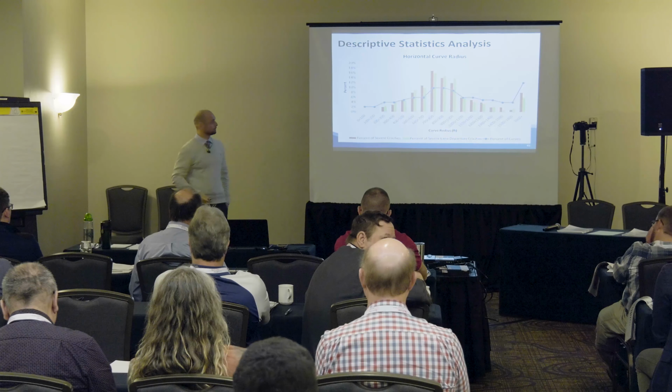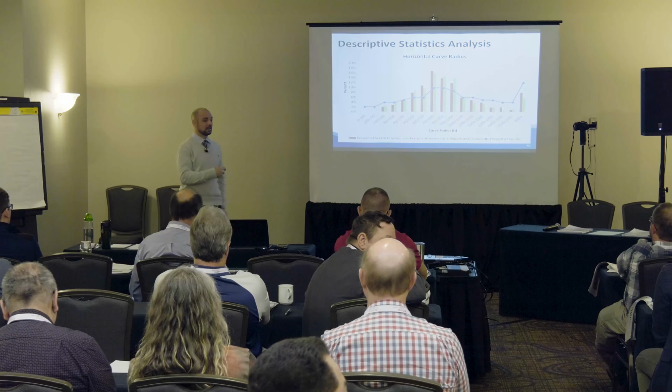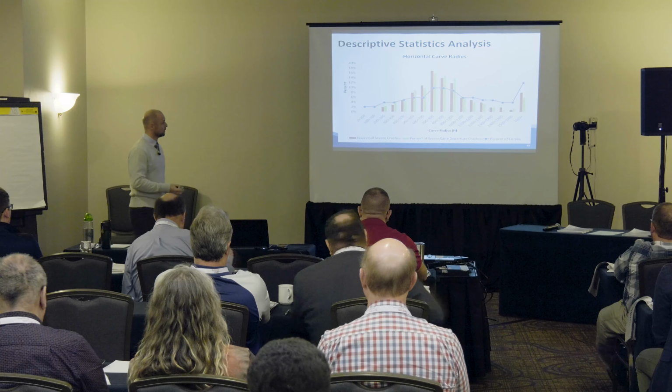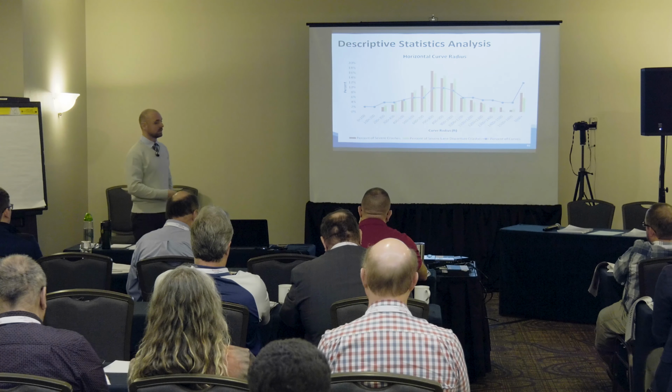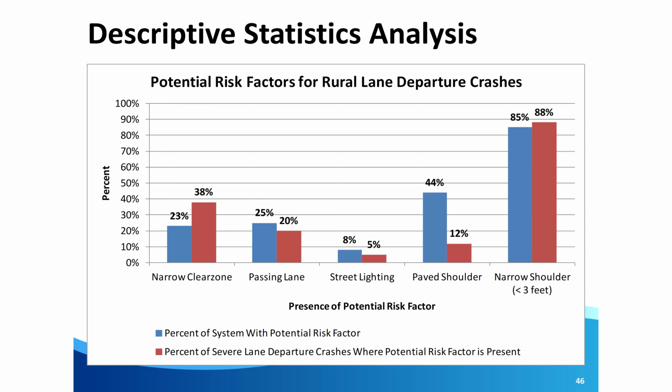But looking at your own data can really help to draw this out. If you don't have details by individual curves, which a lot of folks don't, a lot of states don't have a curve inventory and know the radius of all of their curve locations, you can start to look for binary indicators. So maybe just on a qualitative basis, do your locations have a narrow clear zone or not? Yes or no? Does this location have a passing lane? Yes or no?